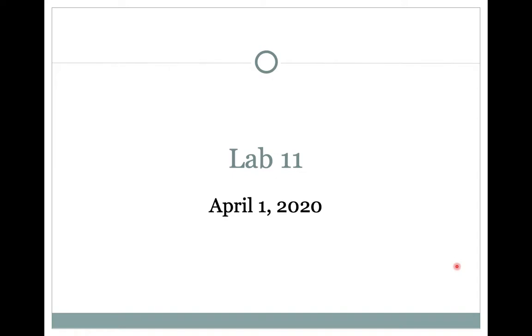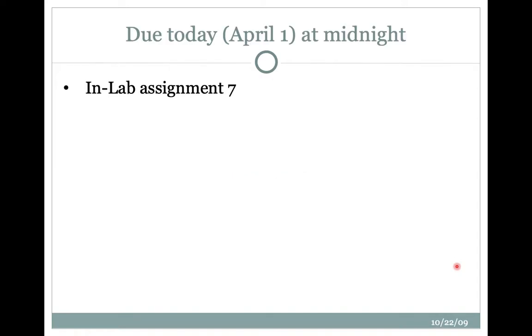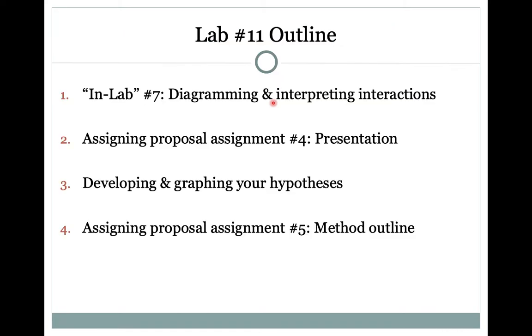April 1st, 2020. So due today, April 1st at midnight, is in lab assignment 7. That's the one that we started last week with some examples, and it is due Wednesday at midnight.